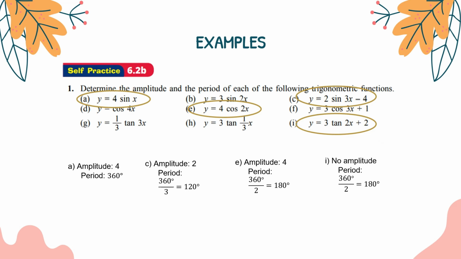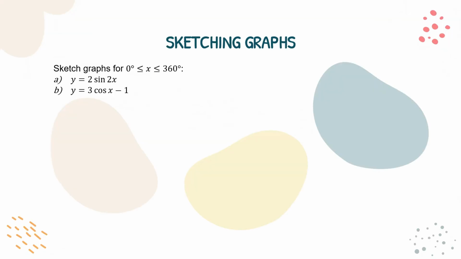Okay, kenapa pentingnya kita tahu amplitude and period ni? Because it makes it easier for us in sketching graphs. Okay, so sketching graph, for example, kat sini kita ada 2 examples. The first one is y is equal to 2 sin 2x, and the second one is y is equal to 3 cos x minus 1. So how are we going to sketch the graph? Macam mana kita nak melakar graph?